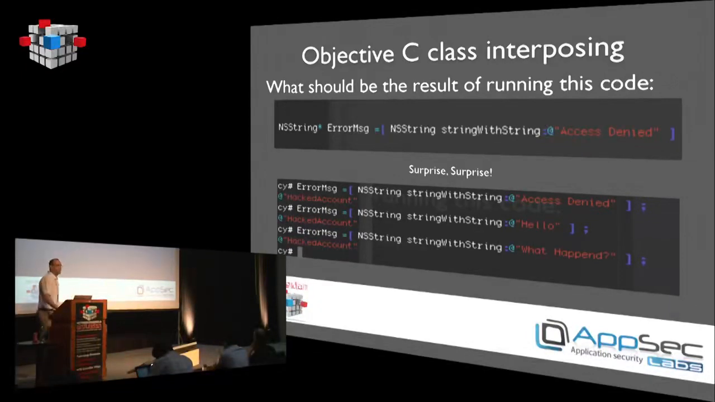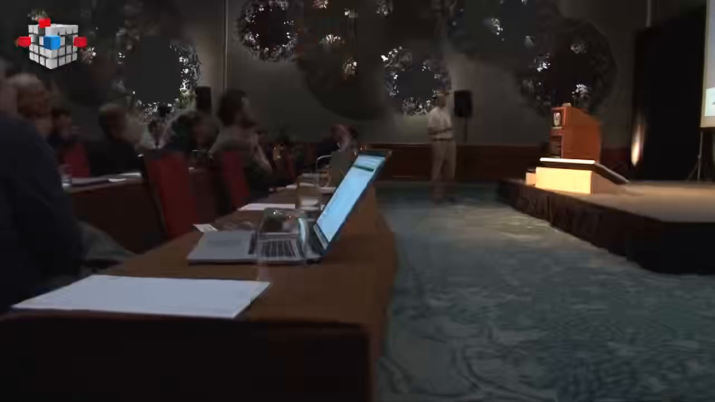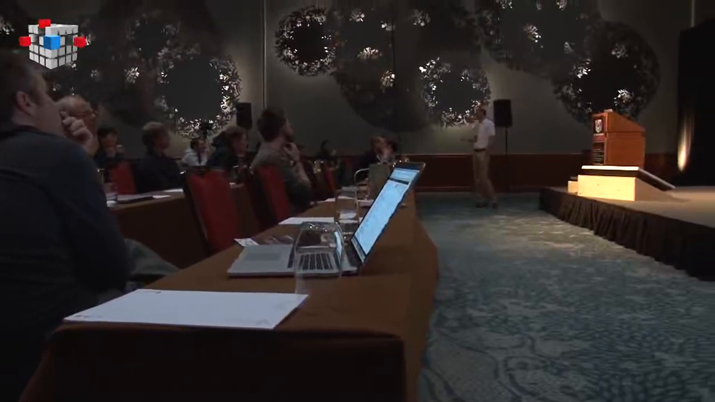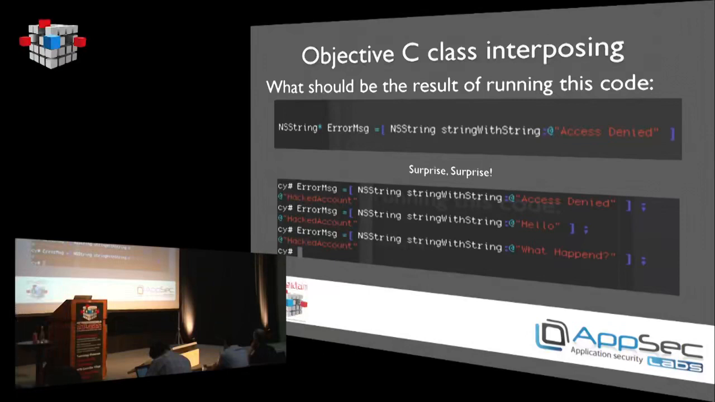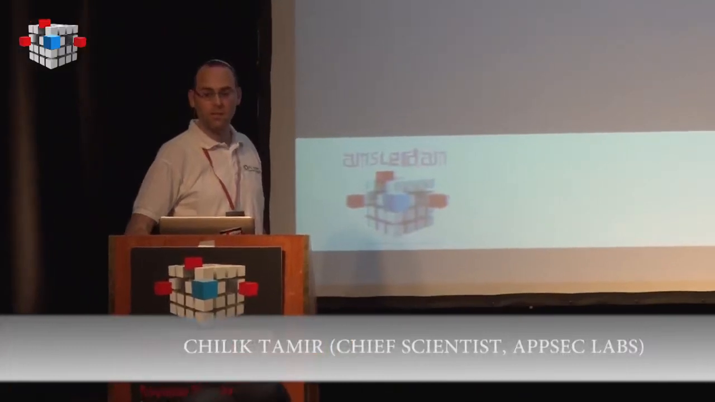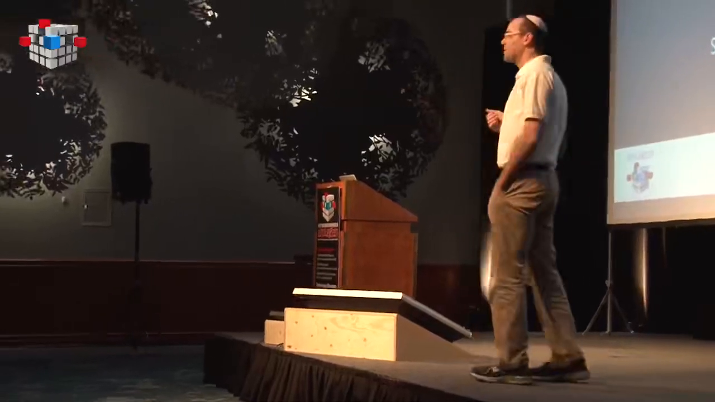Well, surprise, surprise. In each and every one of the following parameter initializations, for each and every one of these strings, there are strings: access denied, get me a hacked account. If I end it with hello, I get hacked account. If I end it with what happened, the parameter is initialized with a hacked account. So what happened? I used the fundamental class interposing of the Objective-C programming language to implement new functionality for the stringWithString selector. I used Cycript to define a new message selector so that for any invocation that initializes a string object with a given string, it will return hacked account.